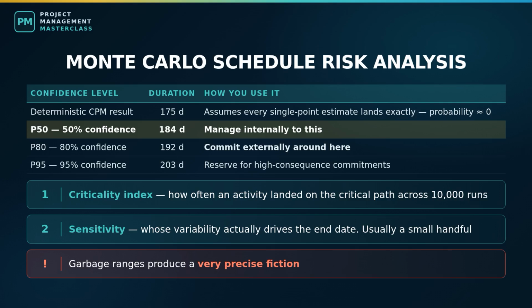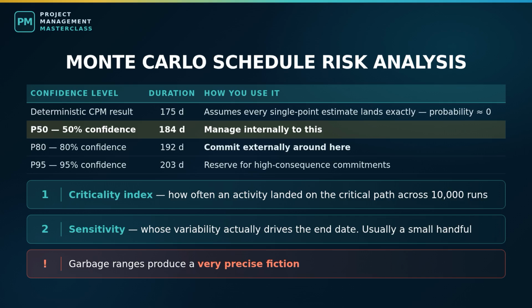Second, and this is the output I value most, criticality index. Across all those runs, the tool records how often each activity landed on the critical path. An activity that is critical in 70% of simulations deserves permanent attention, even if today's calculation says it has 5 days of float. That is the rigorous version of the near-critical path discussion from earlier. Third, sensitivity. Which activity's variability actually drives your end date? Usually a small handful. That tells you where to spend money on better information, tighter contracts, or mitigation.